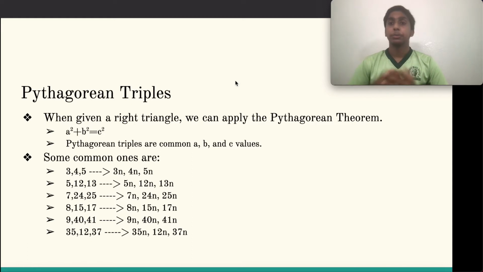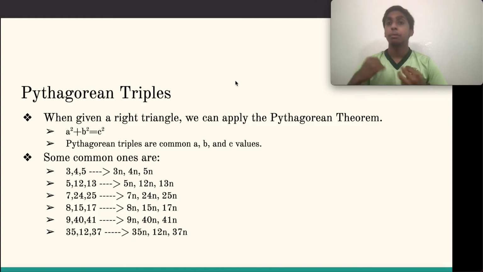So Pythagorean triples. Most of you probably know the Pythagorean theorem, which is a squared plus b squared is equal to c squared. This applies for a right triangle where a is one leg, b is one leg, and c is your hypotenuse. So leg squared plus leg squared is equal to hypotenuse squared. This is very useful when you want to find the hypotenuse, or when you want to find a leg and you have the other information.